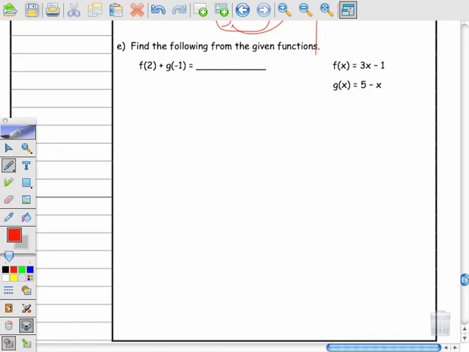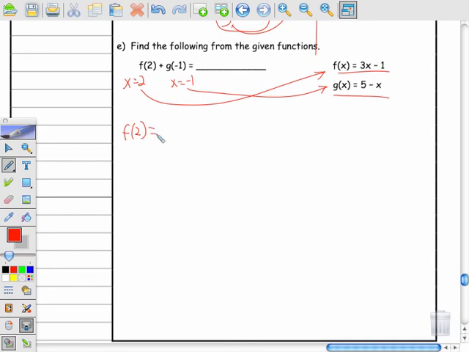All right, here we go. Find the following from the given functions. We got f of 2 plus g of -1. Here are your functions over here, your equations. There's the f, there's the g. So right here, x is equal to 2, and right here, x is equal to -1. We're going to plug those in, each into its own function.